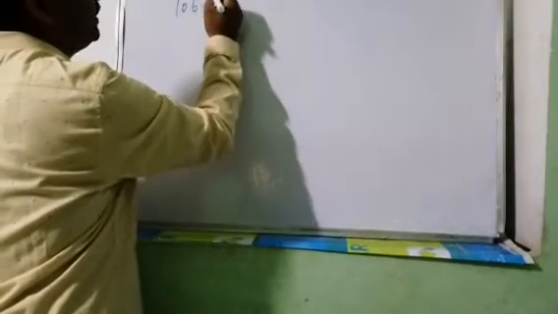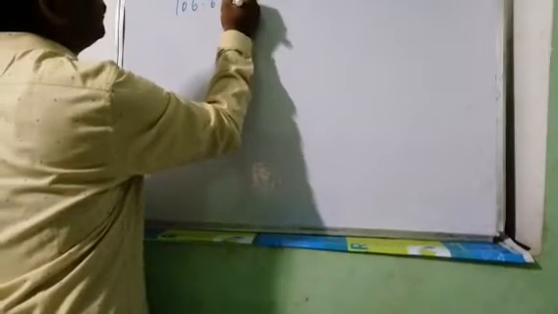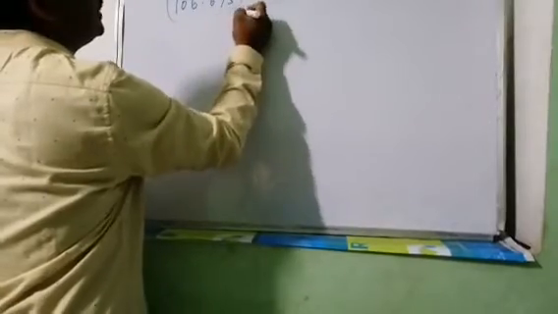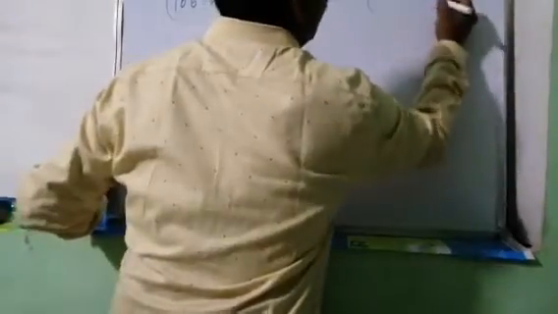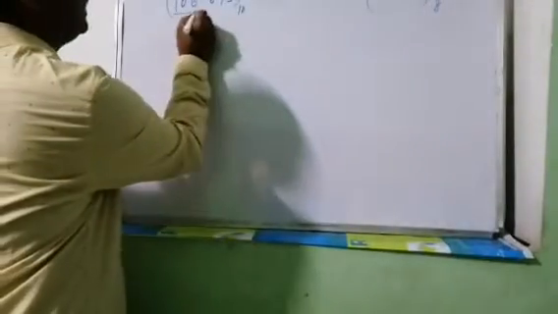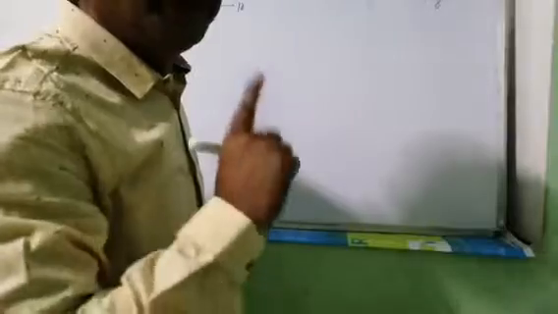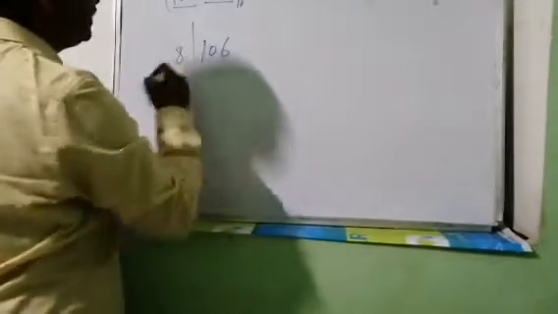106.675 decimal to octal. So this is called the integer part and this is called the fraction part. Integer part will be divided by 8 and fraction part will be multiplied by 8. So integer part 106, divided by 8.